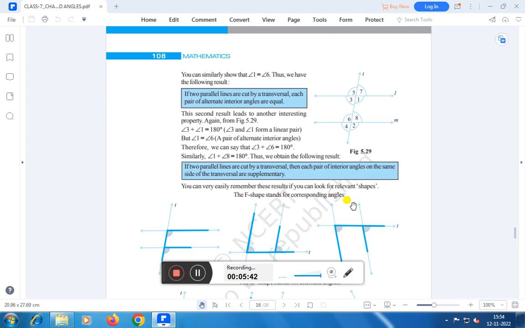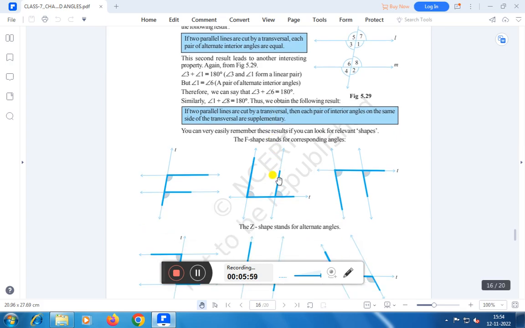Also, you can say that similarly angle 1 plus angle 8 is equal to 180 degrees, and angle 3 plus angle 6 is equal to 180 degrees. If two parallel lines are cut by a transversal, then each pair of interior angles on the same side of the transversal are supplementary, that means 180 degrees, right?